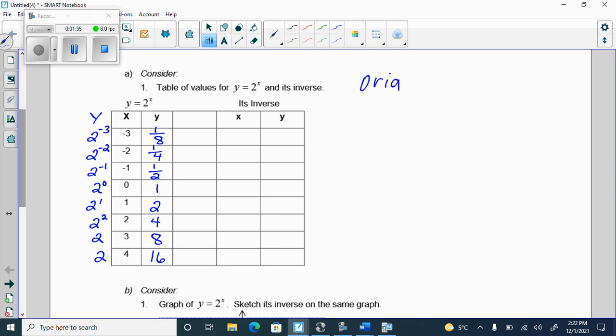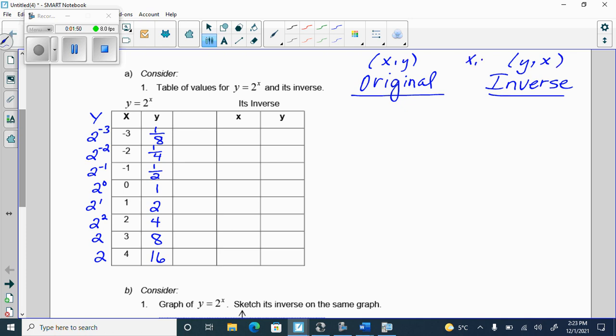Say this is the original graph. I know the original graph's points are x, y. We agree? The inverse graph's points are what? y, x. So their mapping would be x, y actually becomes y, x. That would be the mapping for it.